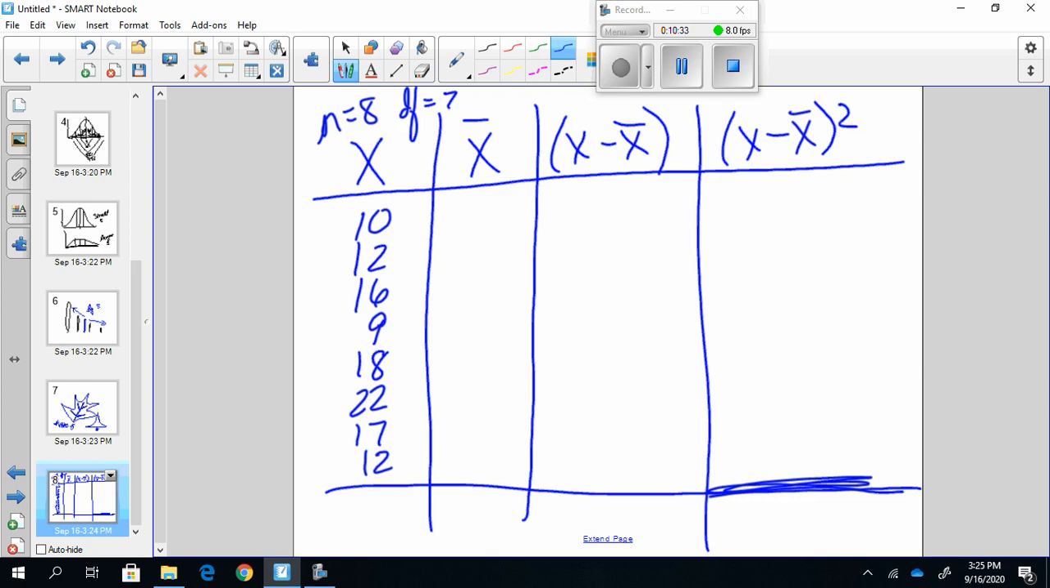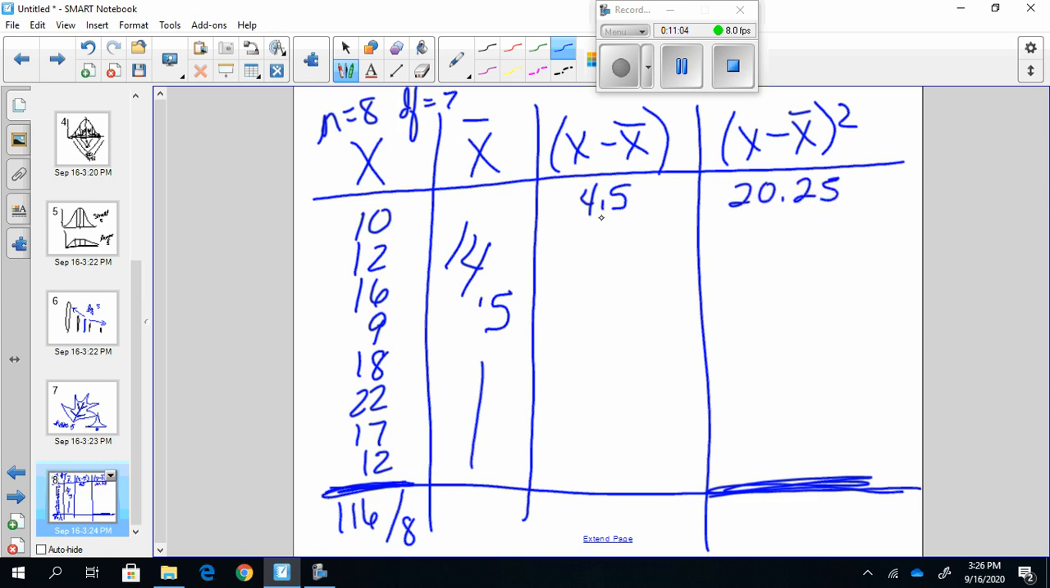Okay, so first thing I'm going to do is add these up, and I get 116. 116 divided by 8 will give me the average. So the average is 14.5. I just write it like that because I'm not going to rewrite it all those times in there, but I know for every column the average is 14.5. So to figure out this difference, you go 14.5 minus 10, so that would be 4.5. And then 4.5 times 4.5 is 20.25. And then I do the same thing again. The difference from 12 is 2.5. 2.5 times 2.5 is 6.25. And I'm going to keep going.